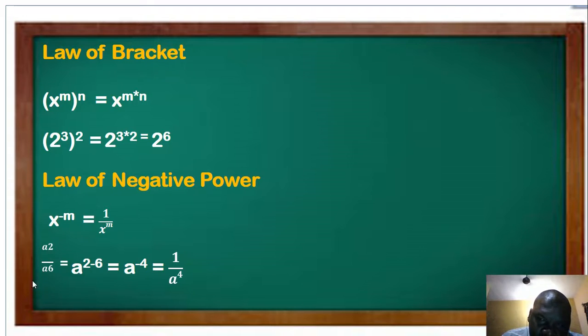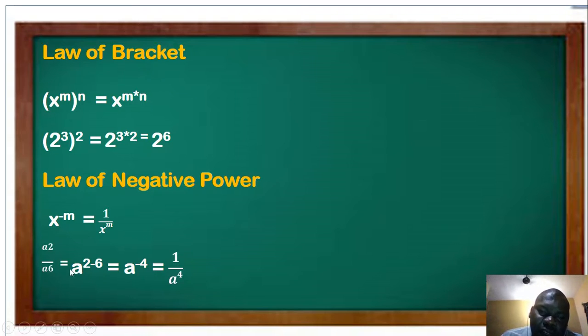So for example, a squared divided by a raised to power 6 is equal to a raised to power 2 minus 6, which is equal to a raised to power minus 4. So we are going to apply the law of negative power here. A raised to the power of minus 4 is equal to 1 all over a raised to power 4. Once you make a raised to power 4 the denominator, the negative sign on minus 4 will disappear.